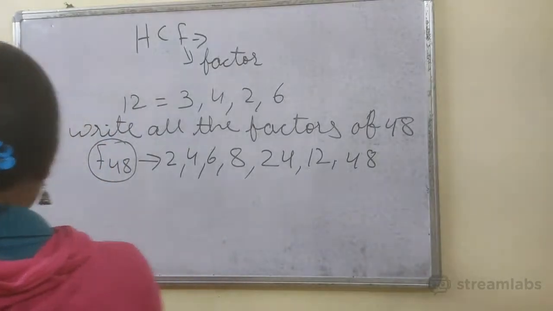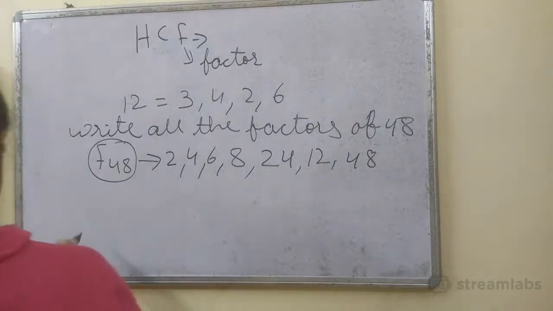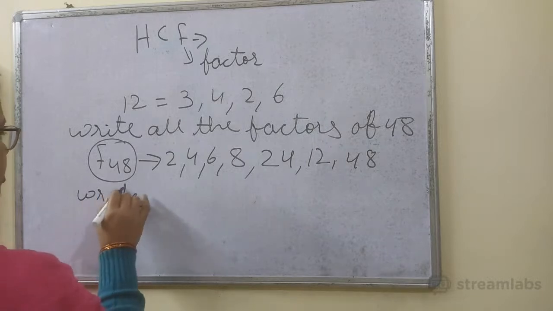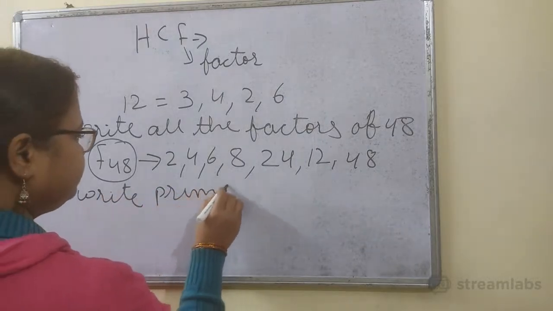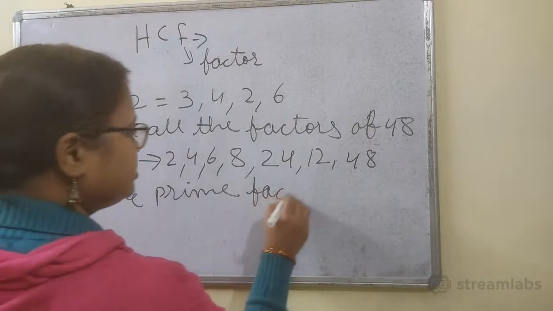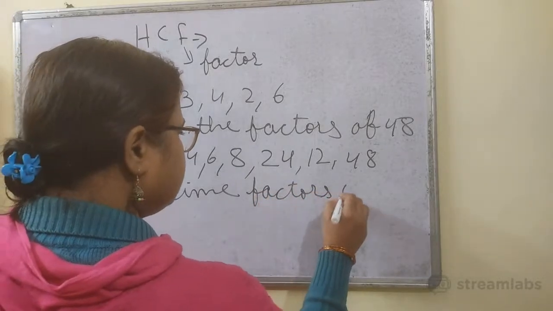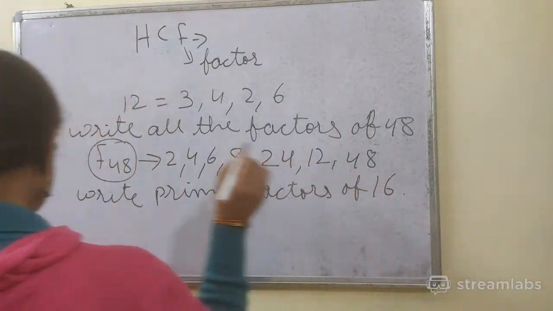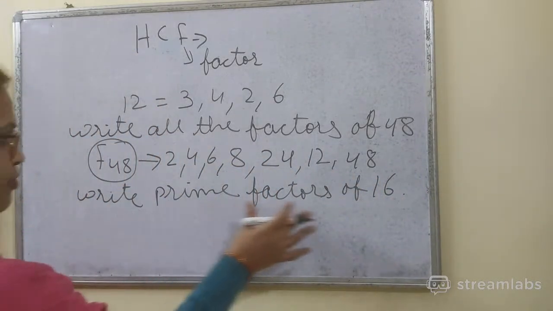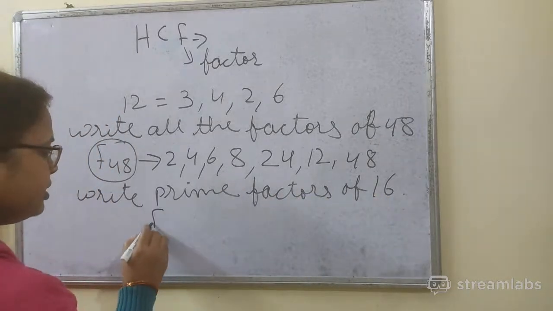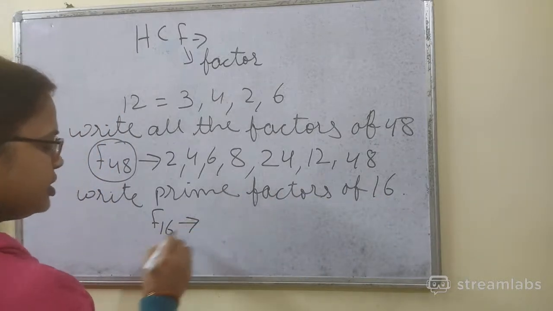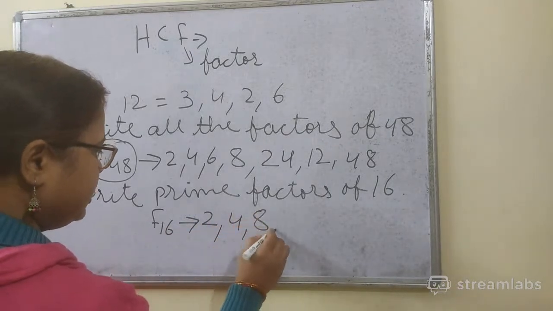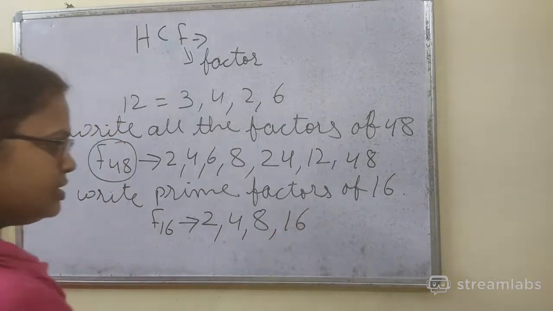Now, next, if you get a question like this, write prime factors. Clear? Write prime factors of 16. Then how will you get the answer? For this, what we will do? First we will write the factors of 16. So what are the factors of 16? 2, 4, 8, clear, and the number itself.